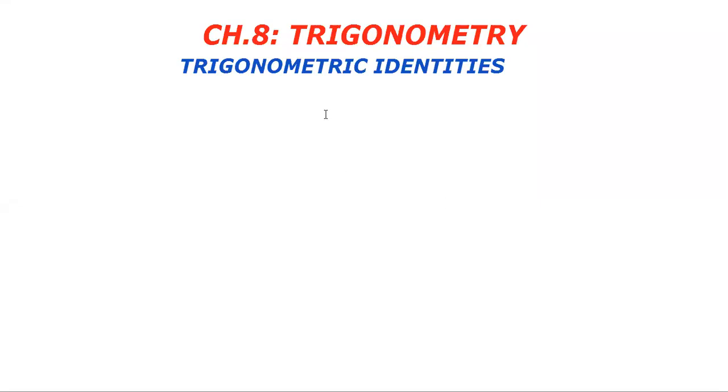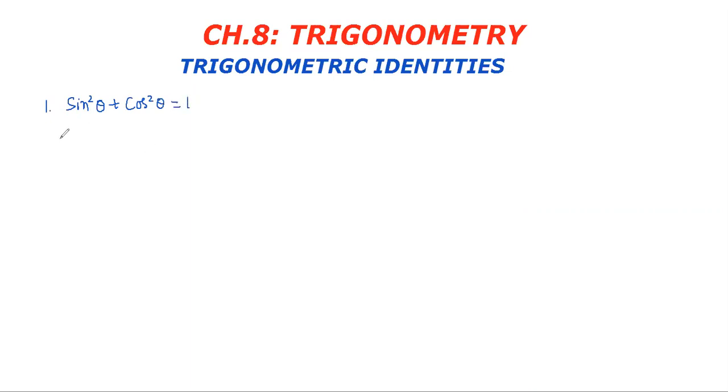Dear students, today we will learn trigonometric identities. Trigonometric identities are the identities or the formulas that are trigonometric equations valid for each and every value of theta lying between 0 to 90 degrees. For example, we have first identity as sine square theta plus cos square theta is equal to 1.